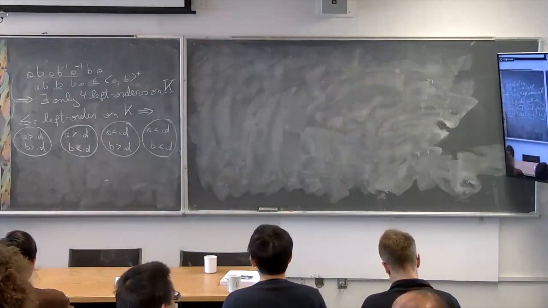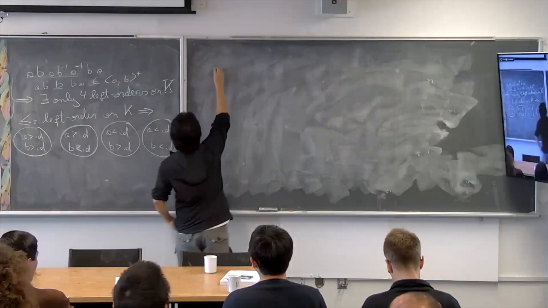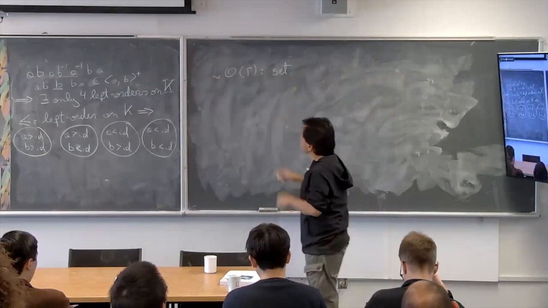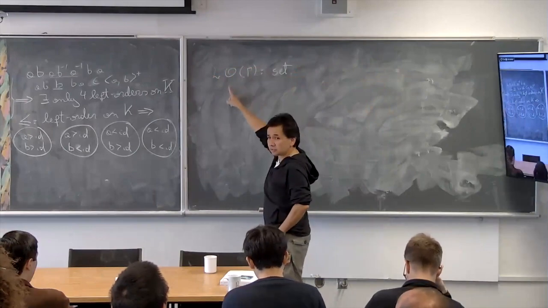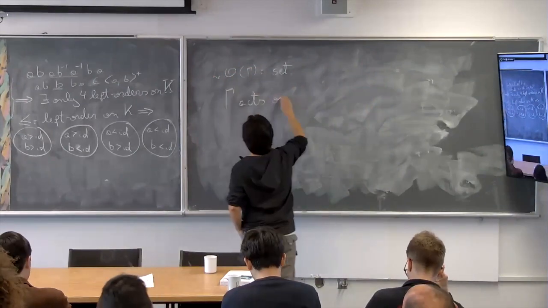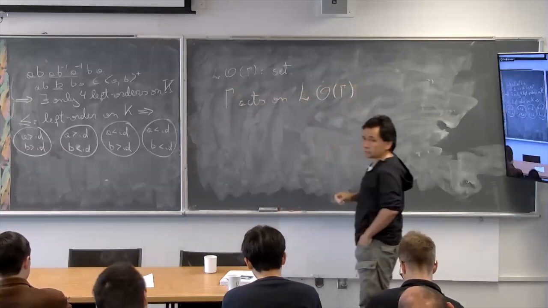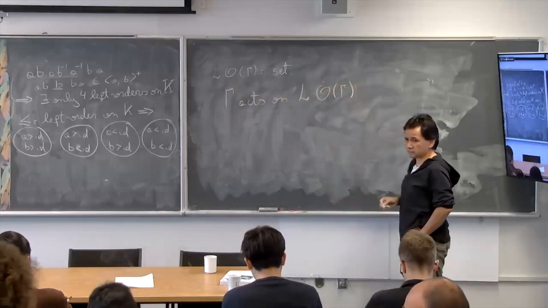So in general, for the moment, this is just a set. But what is important here is that there is a natural action of gamma on this set. So gamma acts on the set of left orders.